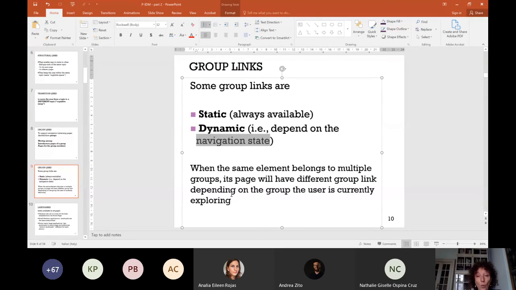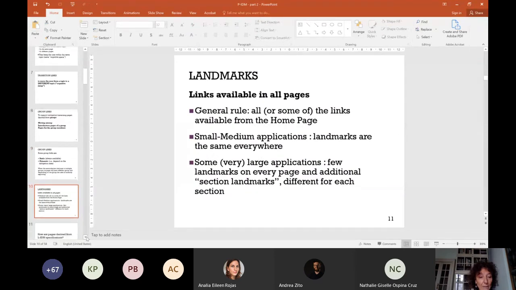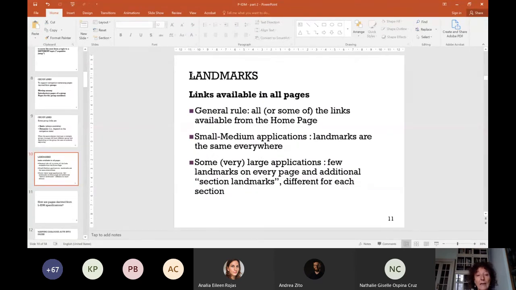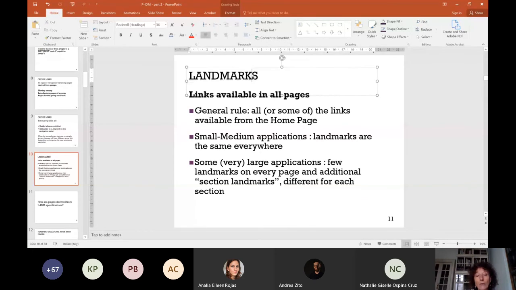So it depends on what the user is currently exploring, where the user is coming from. And then we have landmarks. We call landmarks those links that are always there, available in all pages. They're typically the top menu of pages that you put in all pages so that you can have access to these links wherever you are in the website. The typical landmark is home, the button home or the logo of the website that you can click to go to the home page. That is the most universal landmark.